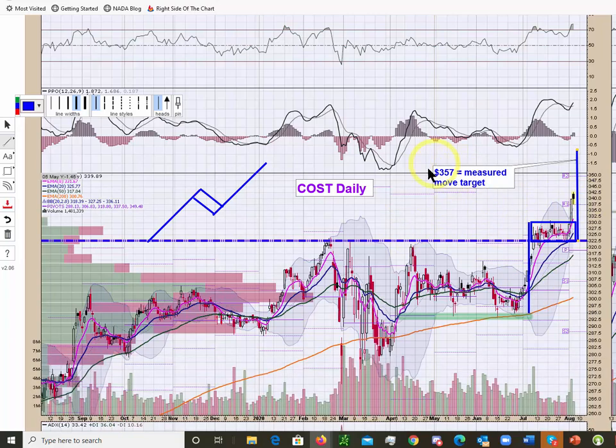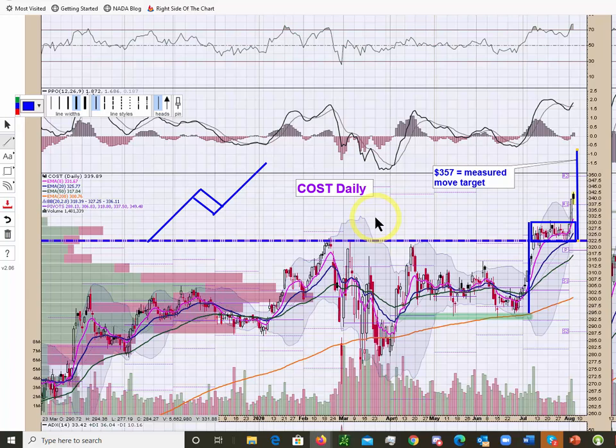And the way I got 357 was I measured from this 295 to 330. That's $35 added on to 322.50. And that gives you 357. So that's how you do it.